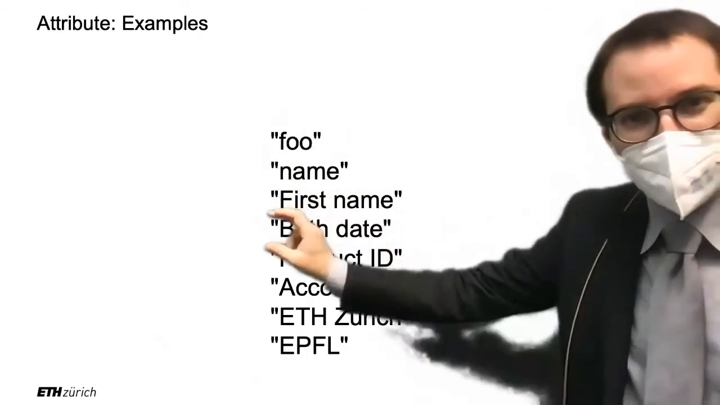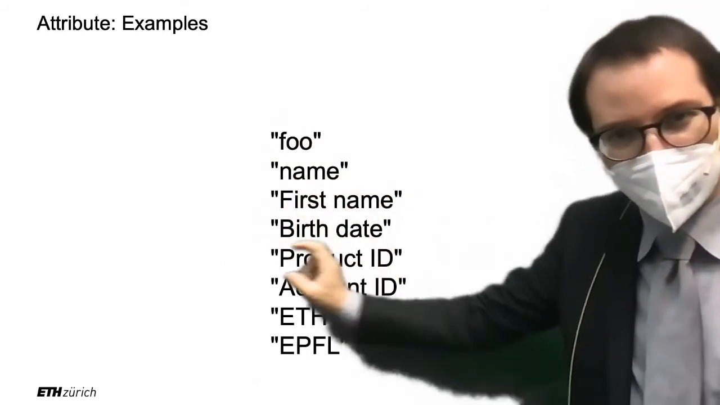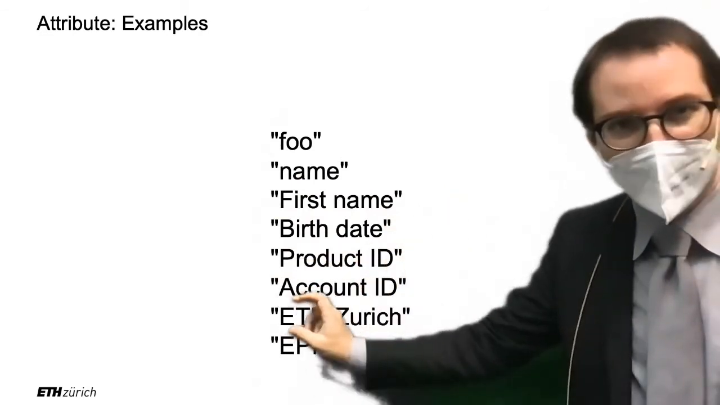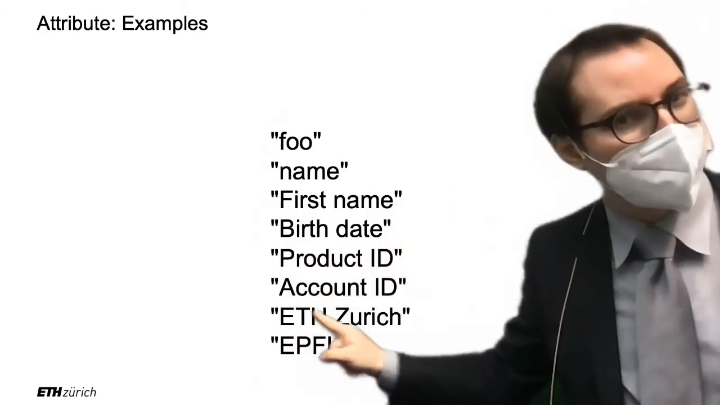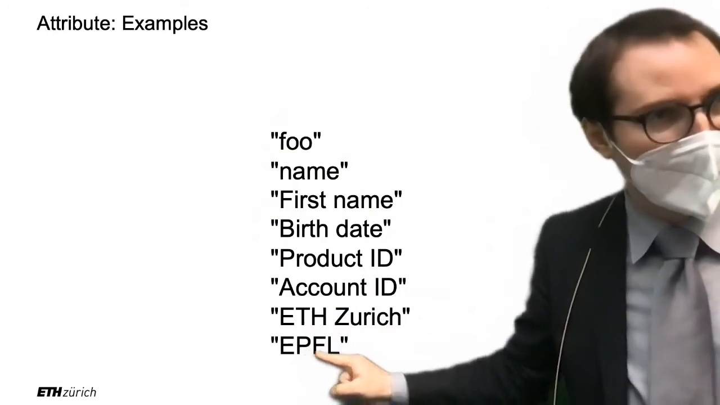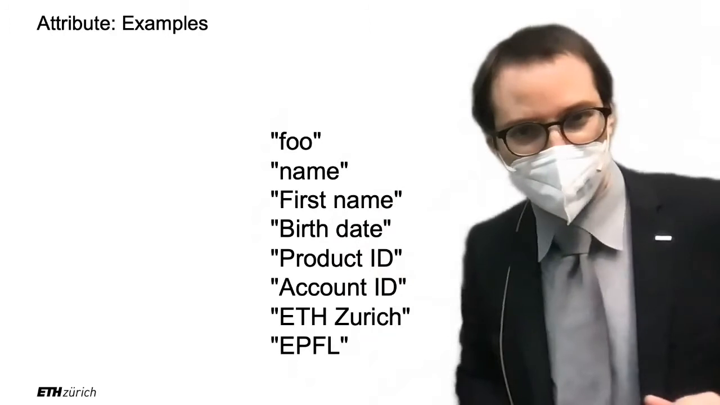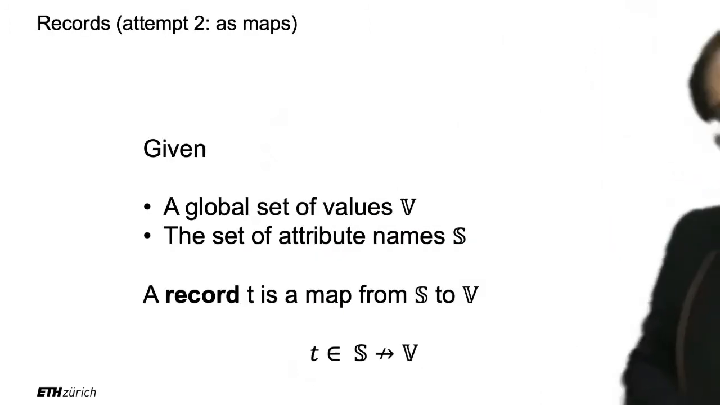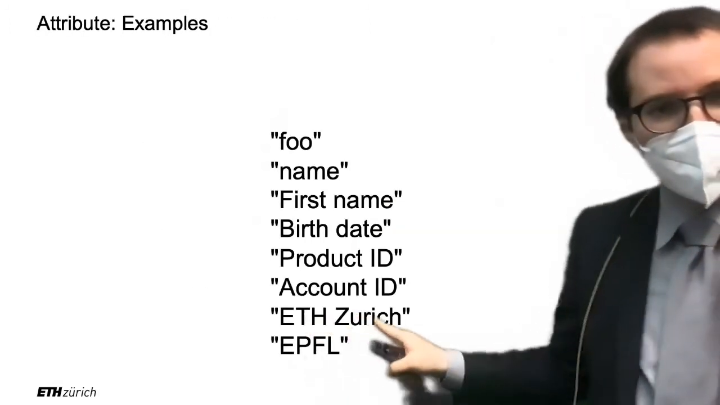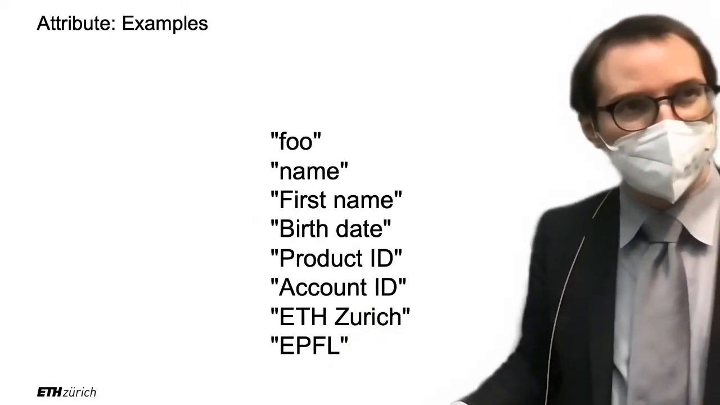But typically, this would be like more common attributes: the first name, the birth date, the product ID, an account ID. These would also be strings, but I doubt that you want them as attribute names, right? But for the purpose of our definition, we don't care. We just say an attribute is any string. You can call them whatever you want. In fact, if you call your attribute ETH Zurich, I'm pretty sure the system will not complain, right?